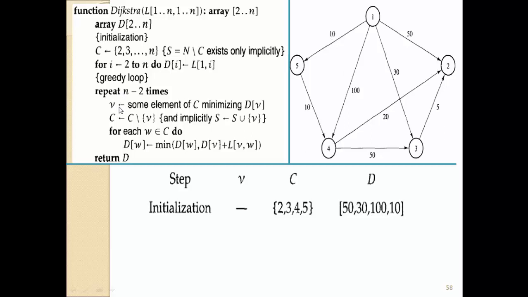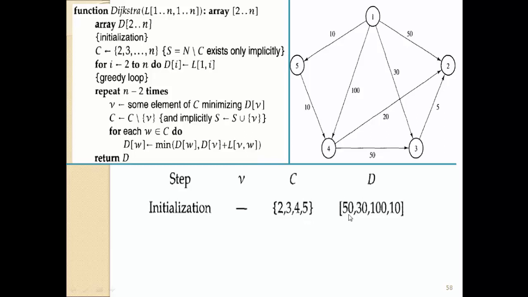So as per this algorithm, some element of C minimizing D of V. We have to identify the minimum value from these 4 and select the corresponding node from C, and this is nothing but 5. This 5 we have to store inside V. So V is a variable in which we are storing 5. Then C is equal to C except V, which means we have to remove this selected V from C. So we have selected 5 as the minimum length node, store 5 inside V, and then remove 5 from C.